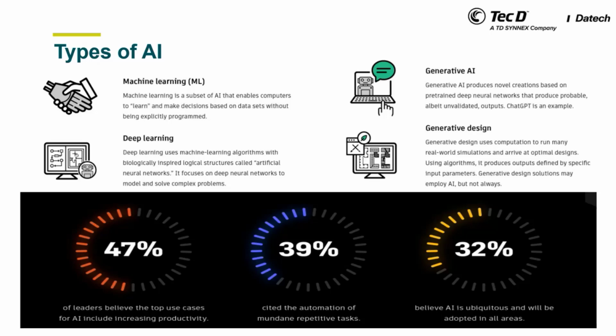Generative design is more towards design usage, using computation to run many real-world simulations. For example, if you do a platform design or maybe furniture design, let's look at chair design. Let's say you change your design based on the rules or the requirements of the customer.